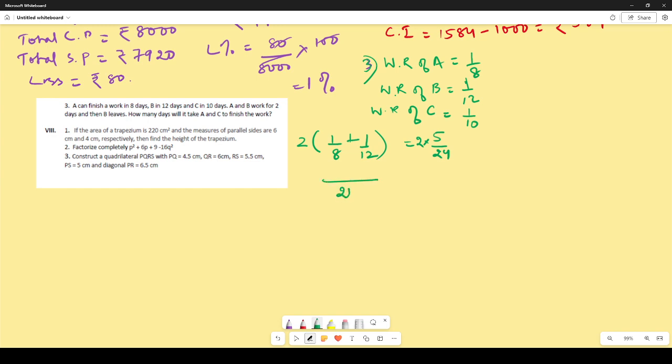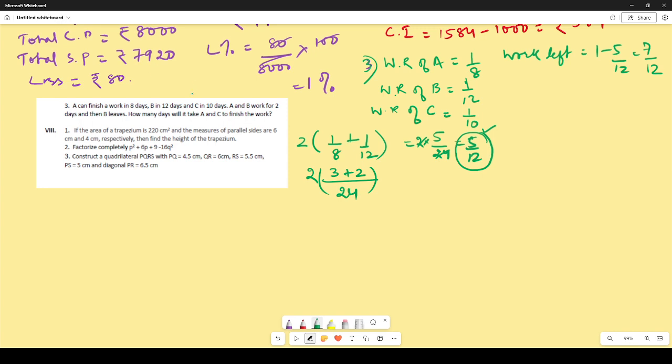For those who are very weak, let me put this up over here. So this is how you arrive at 2 into 5 by 24. So that makes it 5 by 12. That means 5 by 12 work is already done by A and B when B leaves. So how much work is left? So work left is equal to 1 minus 5 by 12. That makes it 7 by 12. 7 by 12 work is left.